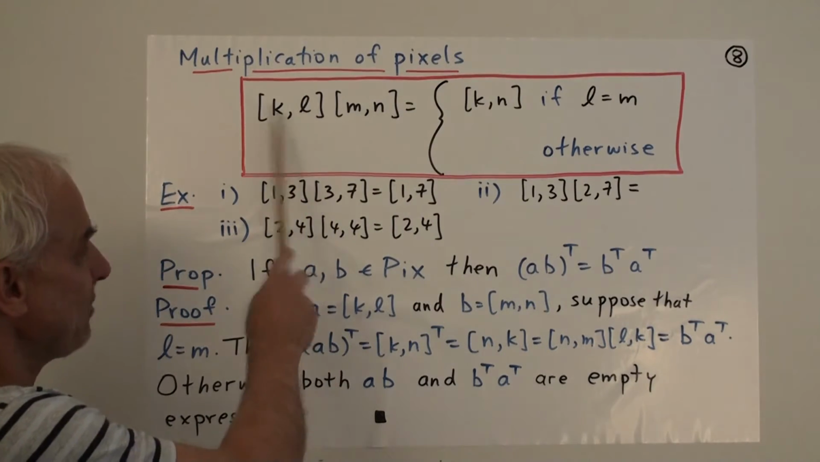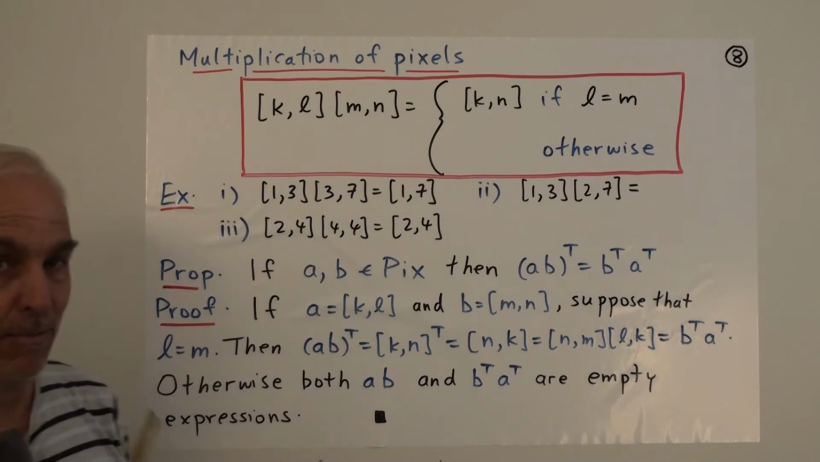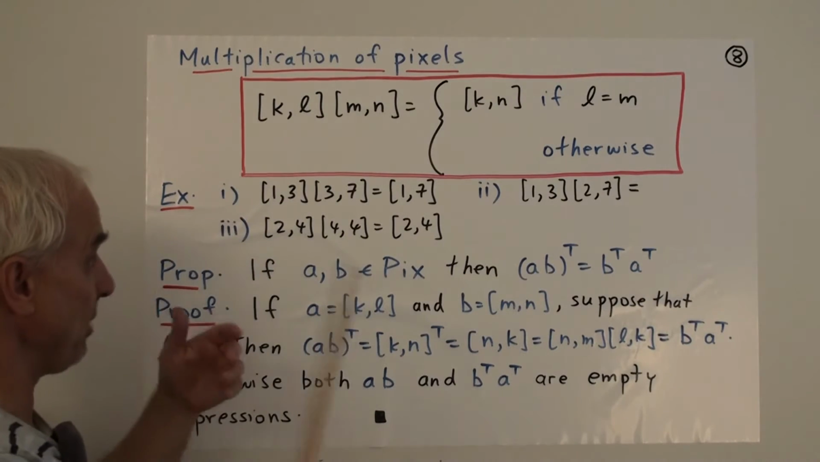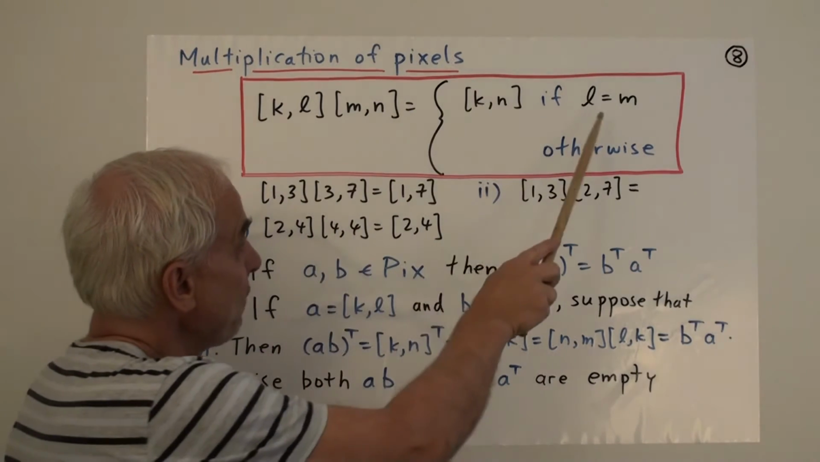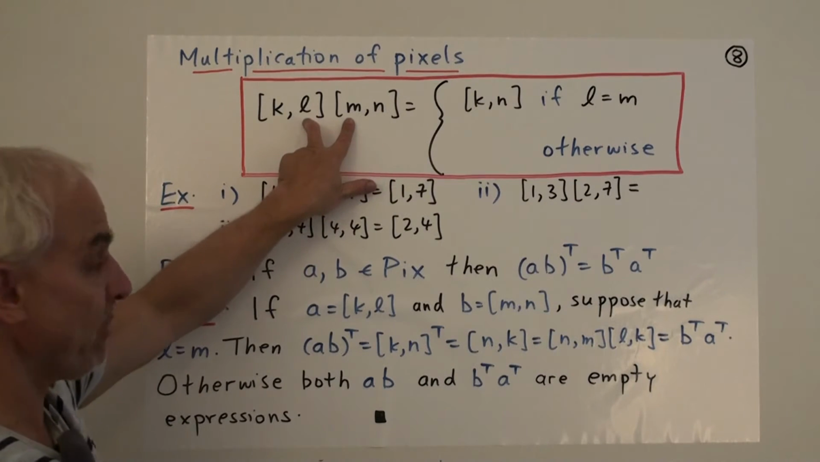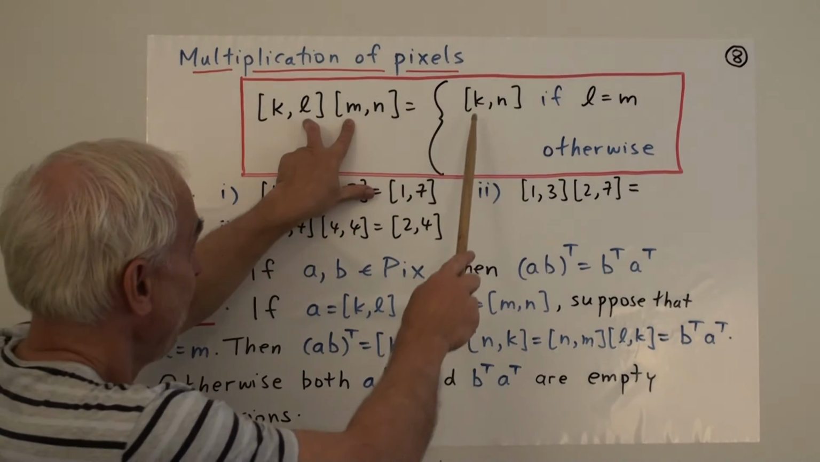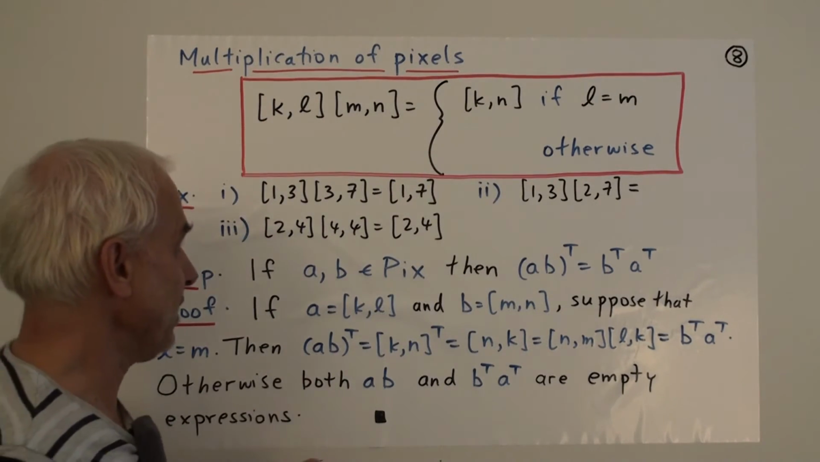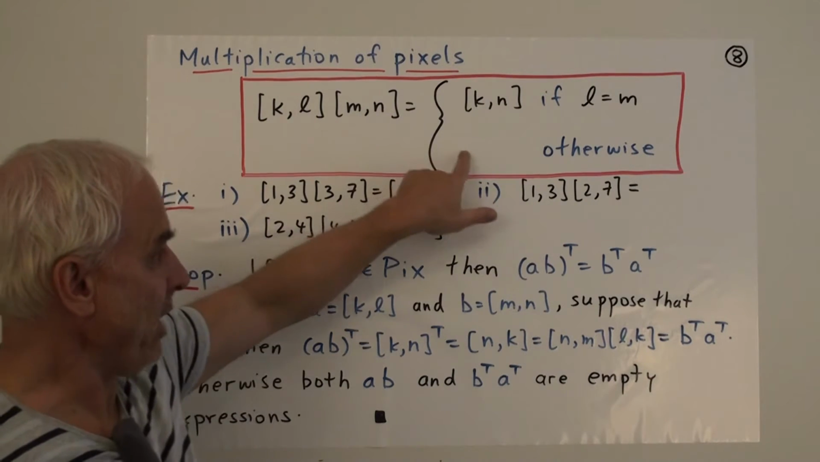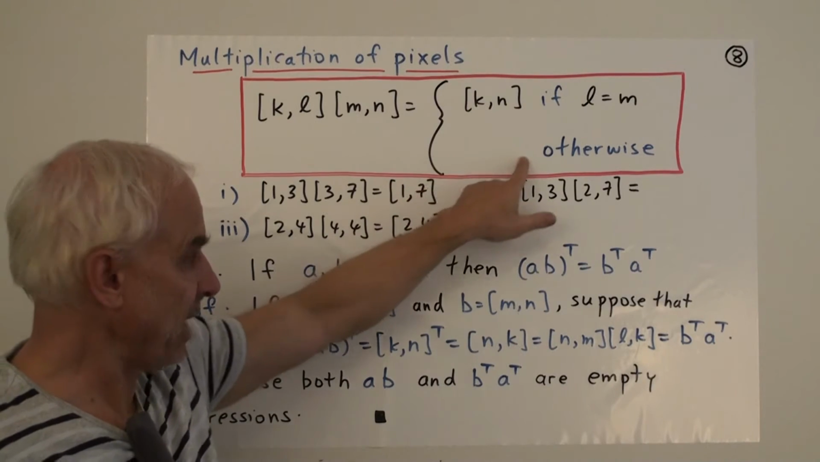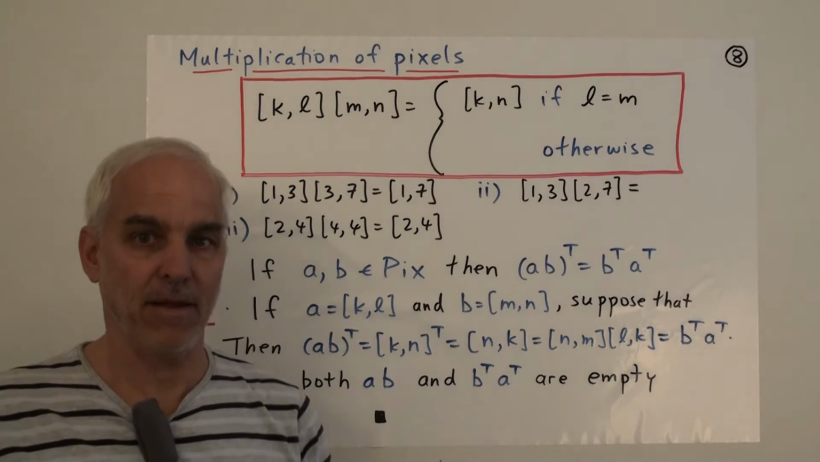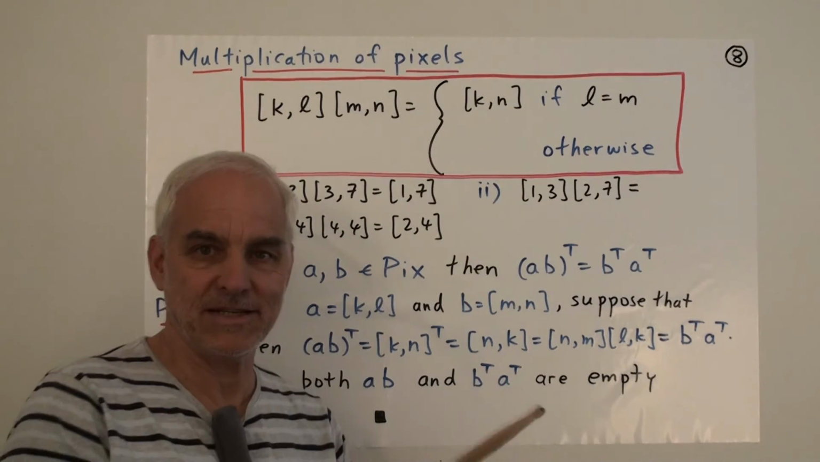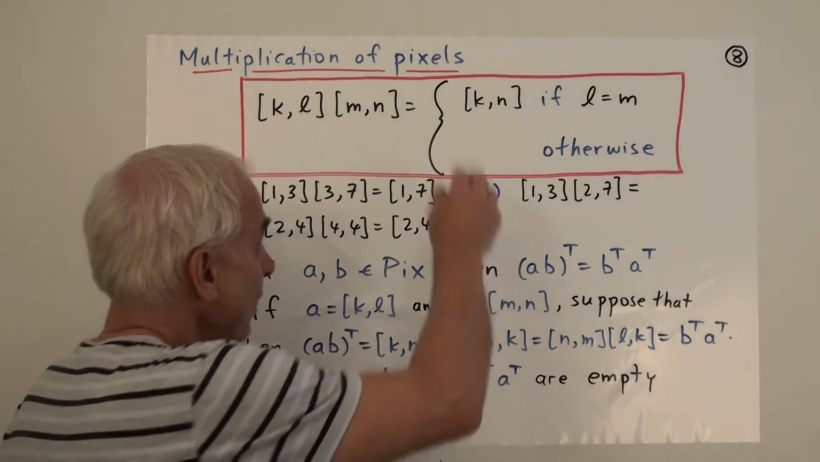So we have two pixels, KL and MN, and I'm going to tell you how to multiply them. So multiplication here is just when they're together, that means multiplication. And the rule is that if L equals M, if these two numbers agree, then the product is the pixel KN. Fair enough, that's very easy. But otherwise, the product is empty. You get nothing. And you really get nothing. You don't get 0 or the empty set or the empty this or that. You just get a blank.